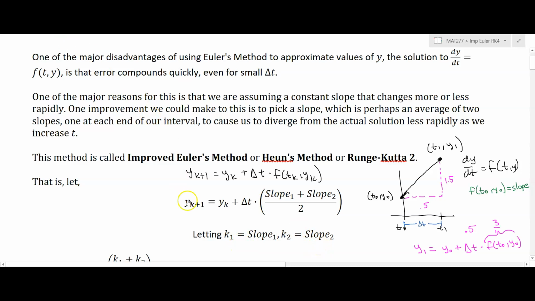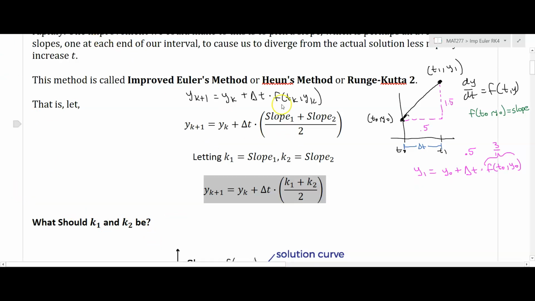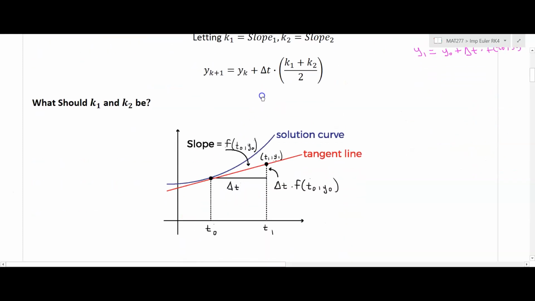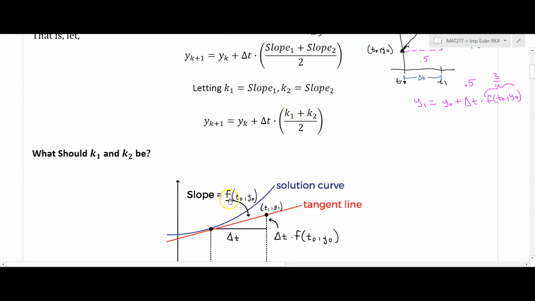For the sake of just entertaining this idea, this would be our general form, now that we replace slope 1 and slope 2 with k1 and k2. So the real question is, what should k1 and k2 be? We'll prove that this should be true soon, but let's suppose that our k1 is just going to be the same slope as it was previously.